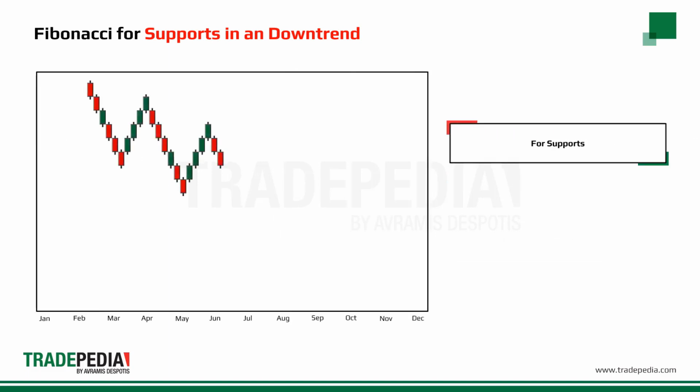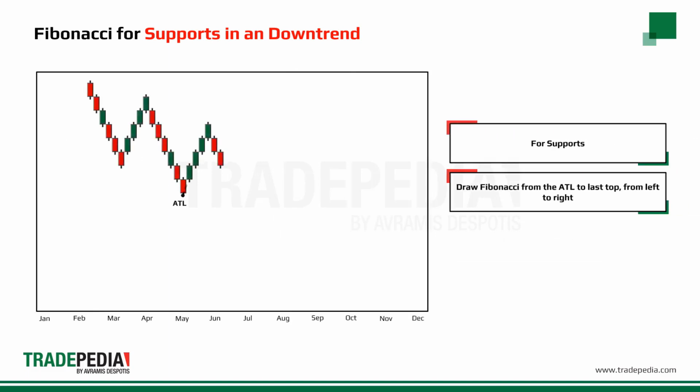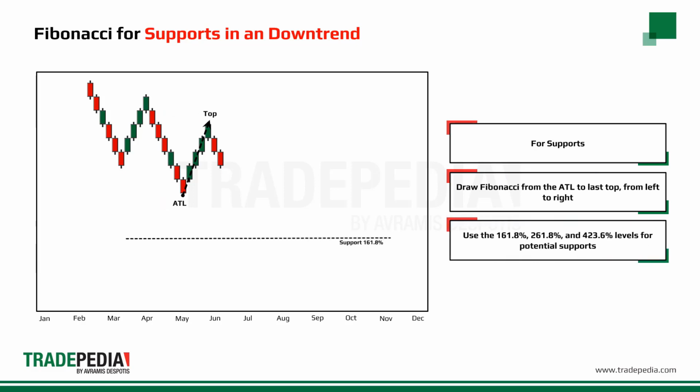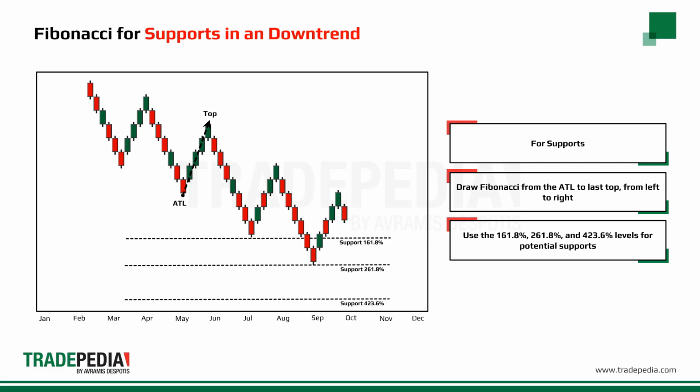For supports in a downtrend, draw Fibonacci from the ATL to the last top, always from left to right, and use the 161.8%, 261.8%, and 423.6% levels for potential supports.